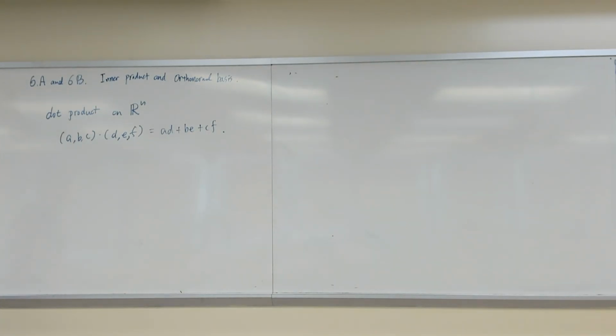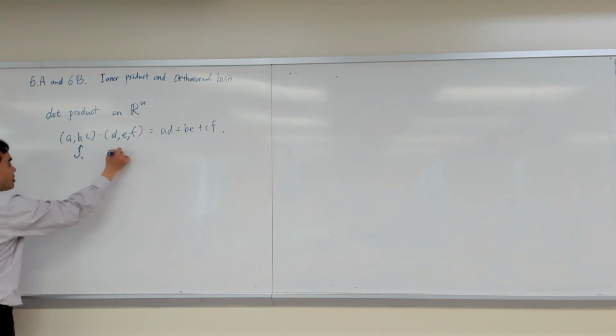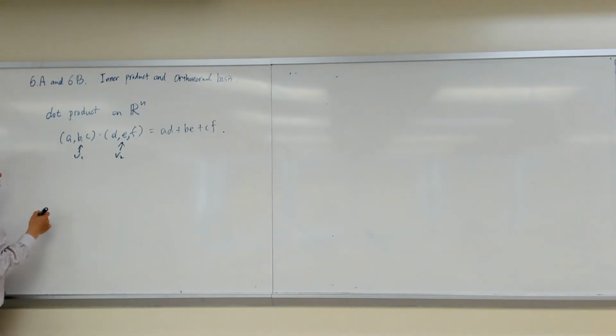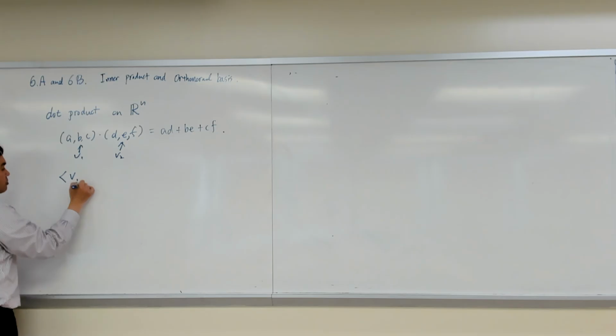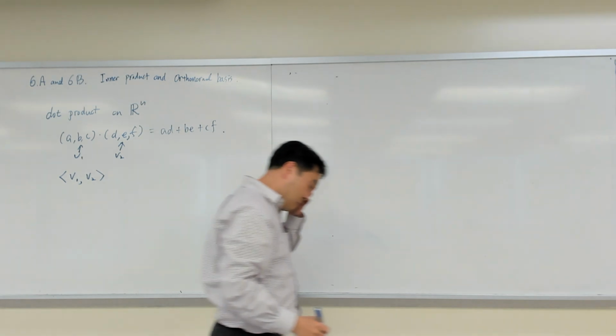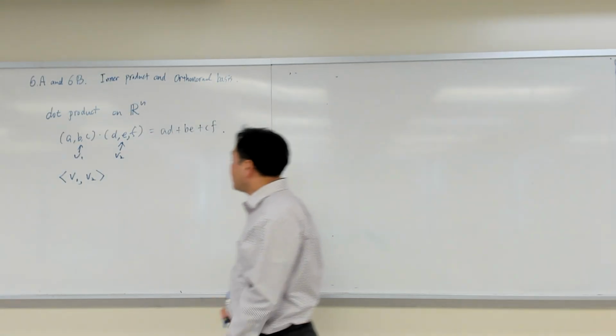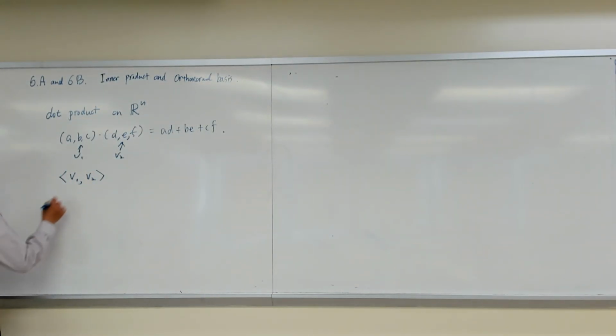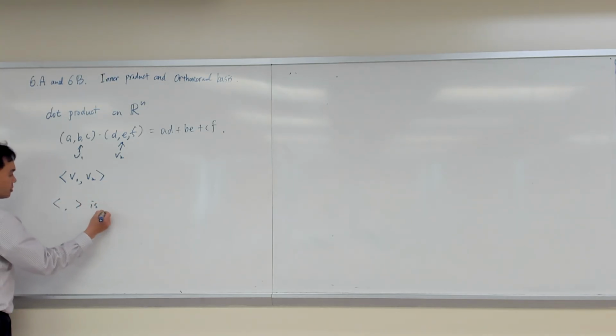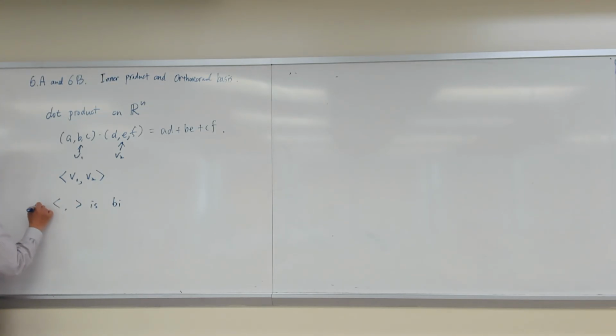And this dot product has, so if I call this V1 and call this V2, then this dot product has several properties. And let's use angle brackets V1, V2 as a symbol for dot product. Then we have the following thing. So this is bilinear. Okay.